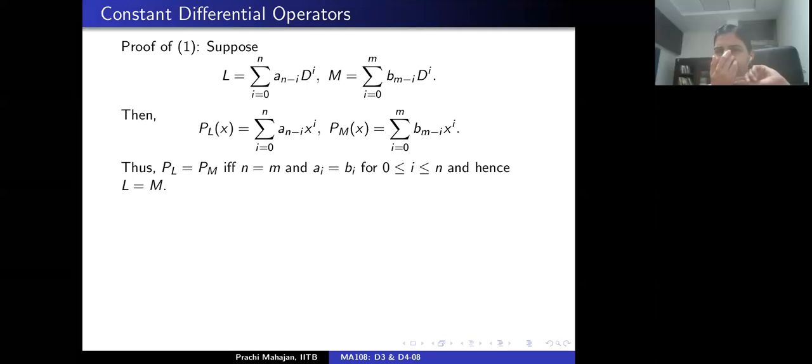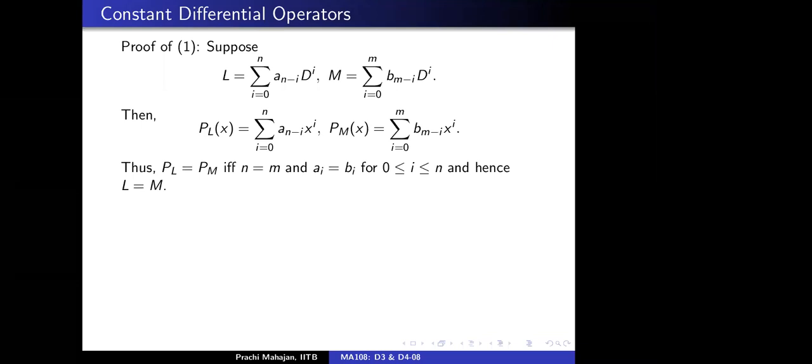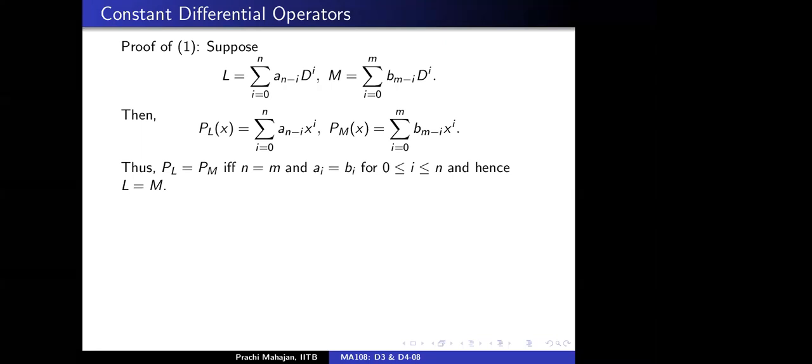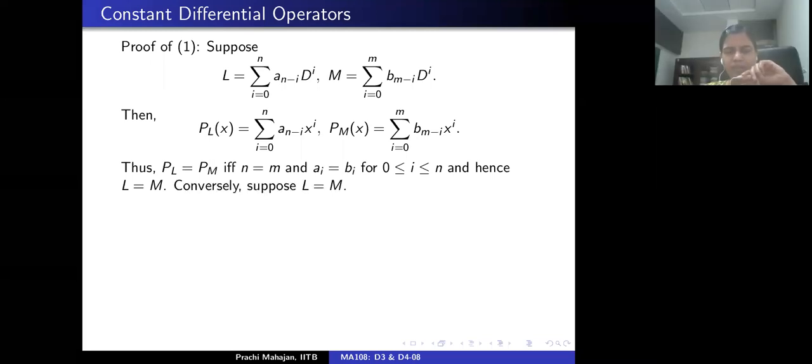Correct. So you're using the linear independence of 1, x, x square up to x to the power n. This is a linearly independent set. So that would say that these coefficients of the two polynomials must match, right? And if that is the case, that implies that L is the same operator as the operator M, correct? Is that okay with everybody? Yes. So we have proved one part of statement one of the previous theorem.